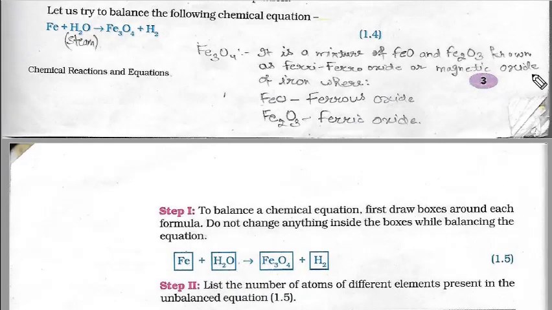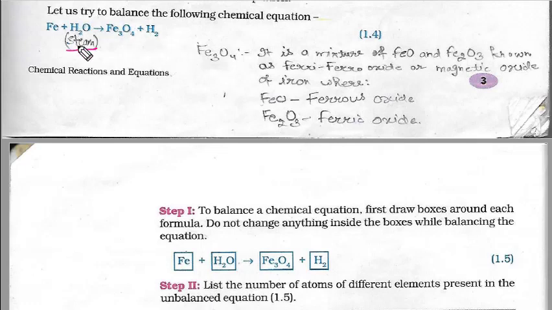Now we will try another equation: Fe, meaning iron, plus H2O. Remember, here H2O is taken in the form of steam. So when iron reacts with water, it forms Fe3O4 plus H2. Now remember, Fe3O4 is not a single compound. It is actually a mixture of FeO and Fe2O3, known as ferroferric oxide or magnetic oxide of iron. It is made up of two compounds: FeO, which is ferrous oxide, and Fe2O3, which is ferric oxide.